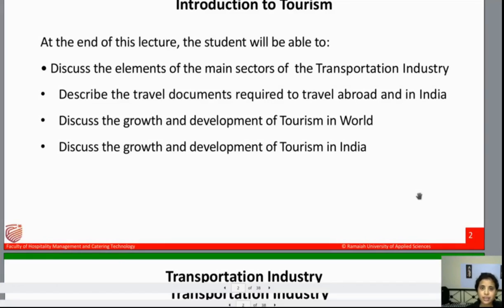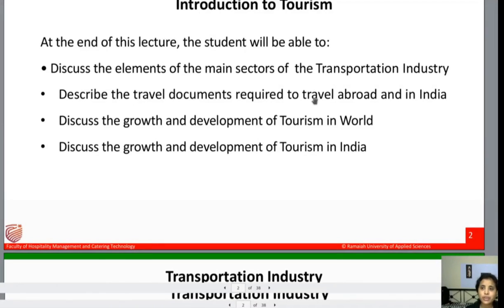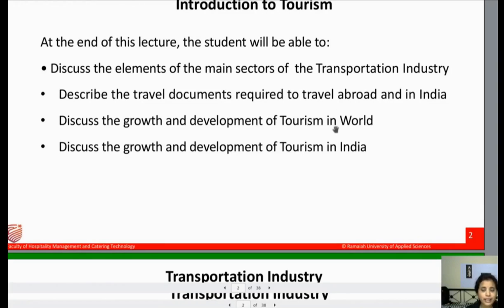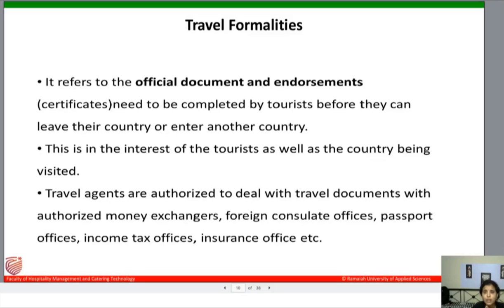In this session, we will describe the travel documents required to travel abroad and in India. We will discuss the growth and development of tourism in world and in India. We need to understand what are the travel documents which are involved when a person travels to another country or wanting to travel to India.